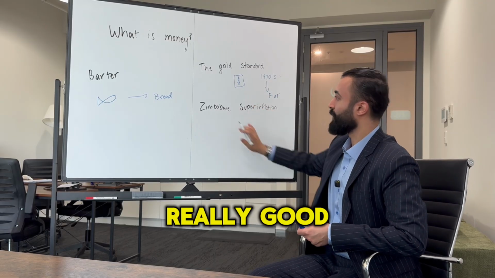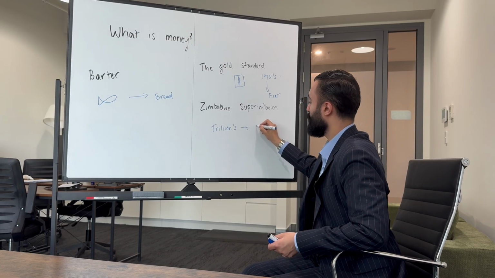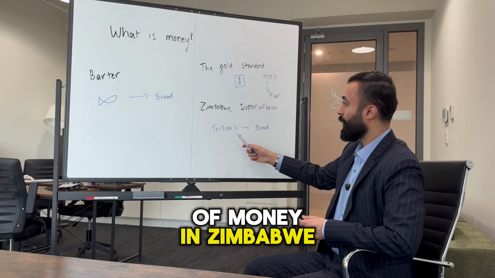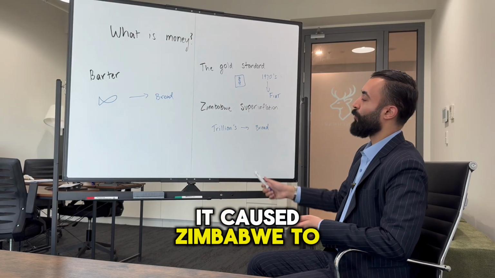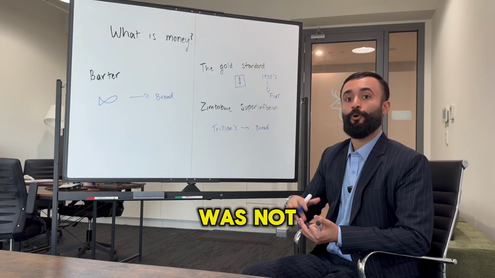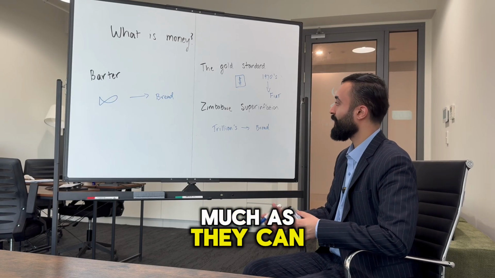And Zimbabwe is a really good example. Trillions of dollars just to buy simple things such as bread. What happened is the government printed a lot of money in Zimbabwe. It caused Zimbabwe to experience super inflation. The money you had in the morning was not worth the same amount in the evening. So people were trying to spend money as much as they could.